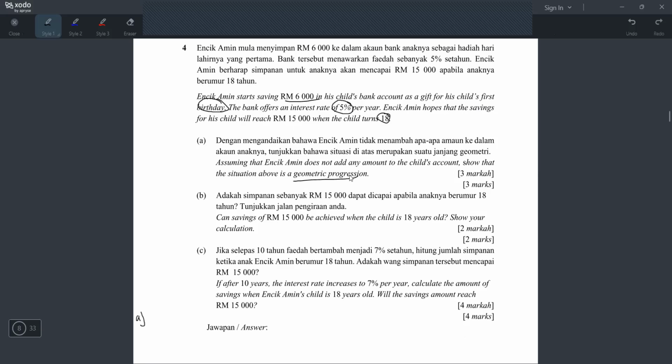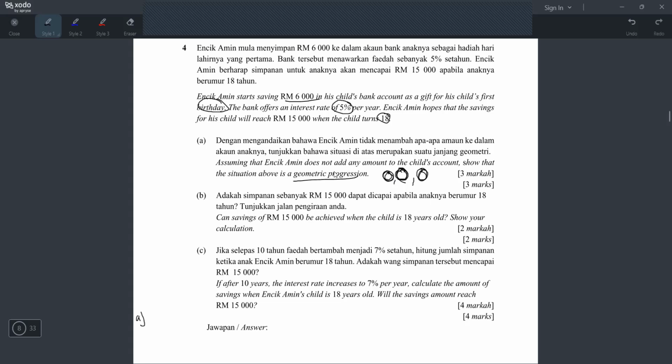If we want to show it's a geometric progression, we need 3 consecutive terms. After we have 3 consecutive terms, we take the third term divided by the middle term, and then take the middle term divided by the first term. If they both give you the same answer, then it's a geometric progression. That's the only way to prove it.